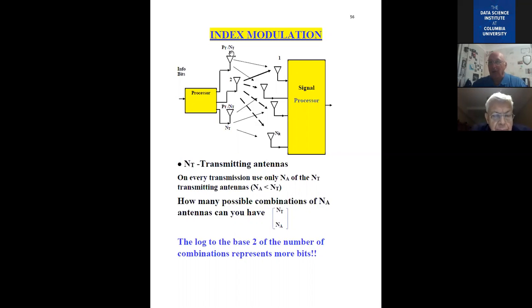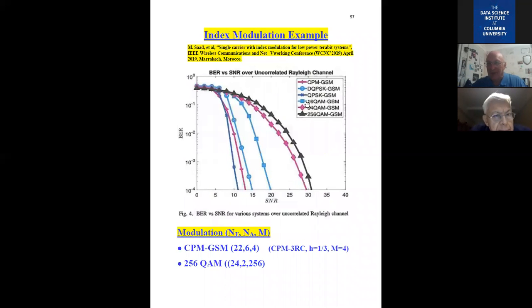And I don't have to use all of these antennas. All I'm using is just NA of the NT antennas. And this NT could be a very big number and NA could be a pretty small number. And a number of people started working on this. A lot of these papers are from last year, this year. There were a lot of these.